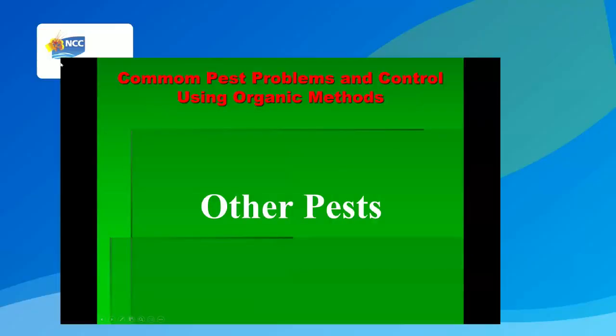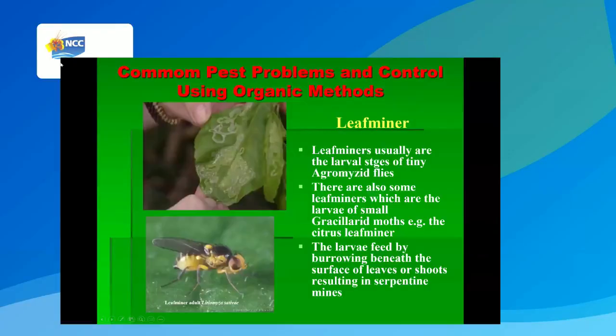Now we turn from the sucking pests to other types that you might encounter in your gardens and in your fields and in your patios, wherever you're growing plants. And the first one I'm highlighting is the leaf miner. Now these are mainly fly type pests. The major one being Liriomyza.